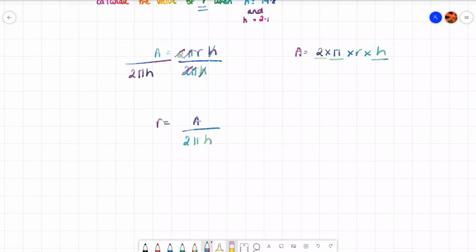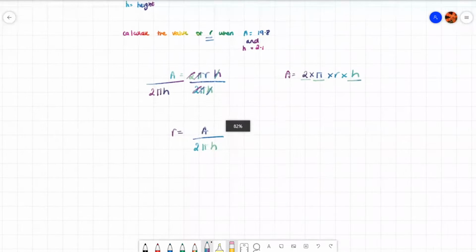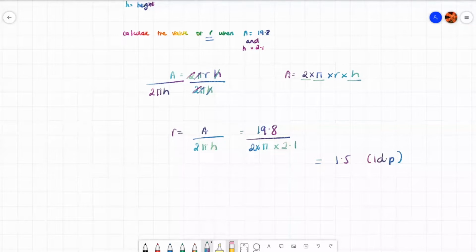Now I know what the radius is, I can substitute the values in. Well, A was 19.8 divided by 2 times pi times 2.1. I'm just going to do that on my calculator. So 19.8, divide that by 2 times pi times 2.1, and I end up with 1.5 to 1 decimal place. And there we are.